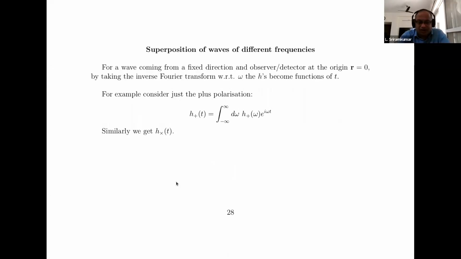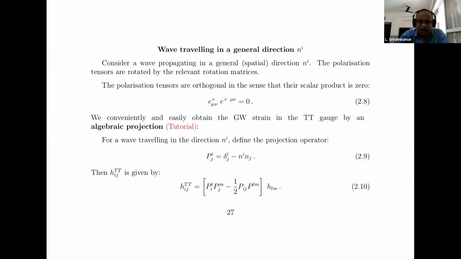Sanjeev, there is a question in the chat. It asks, what was the motivation behind choosing those additional gauge conditions in slide 23? Or where did the additional constraints come from?